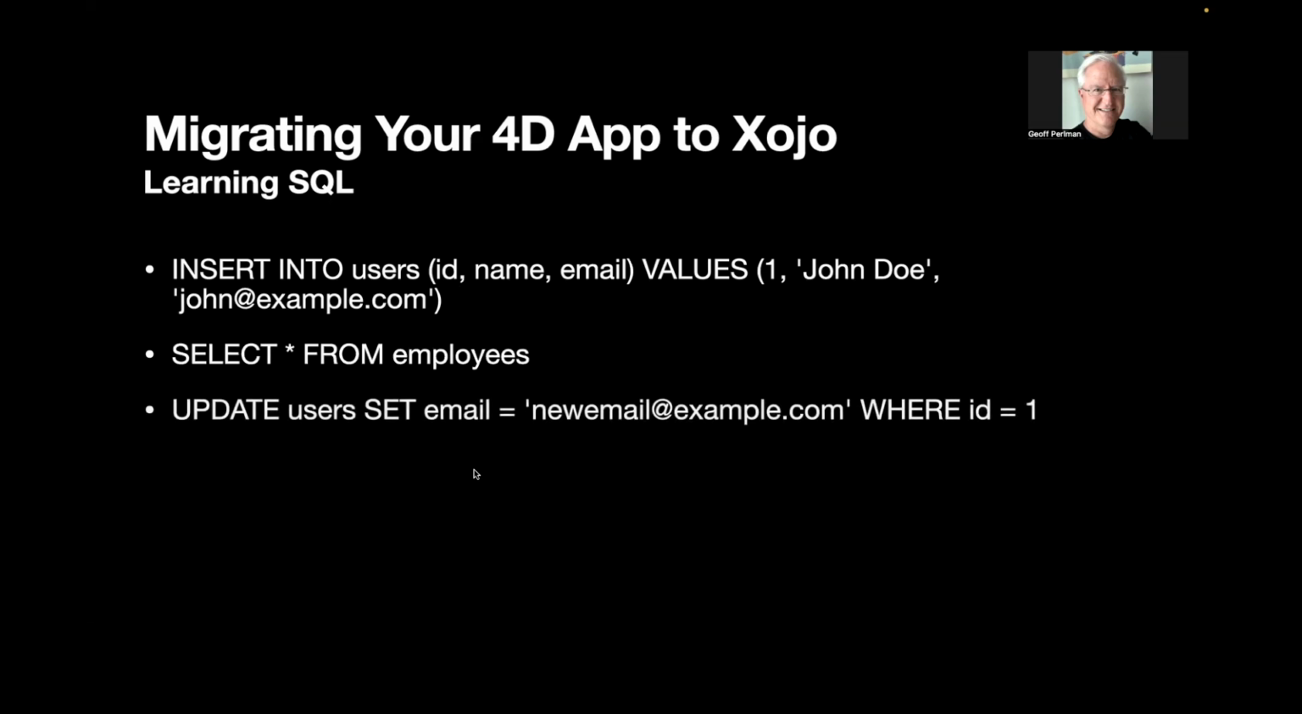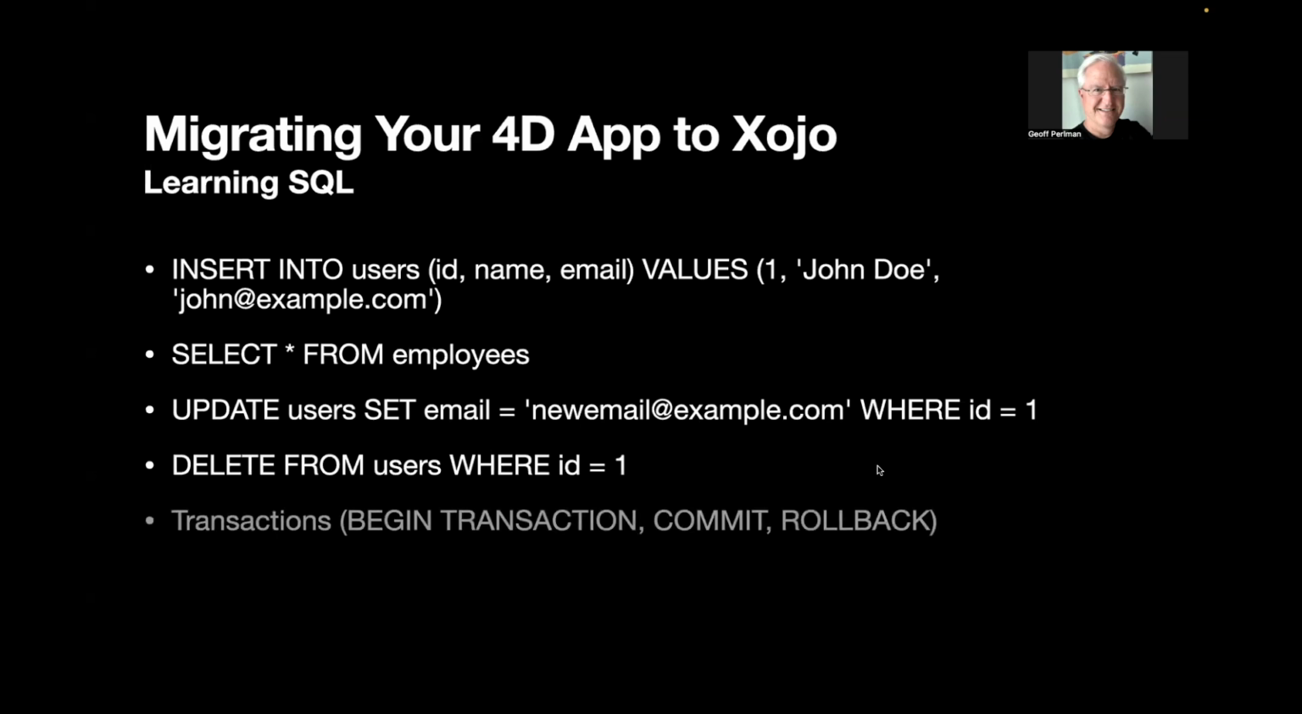If you're updating records, you call update, table name. You can set one or more columns to values, and then you have a where clause at the end to narrow it to the rows that you want to have impacted. In this case, it's going to be just the one that has ID equal 1, but it could be where state equals Texas or something like that. And then for deleting rows, it's delete from, table name, and again, a where clause. And just like you have in 4D, SQL has transactions, begin transaction, commit, and rollback, and they pretty much work the same way as they do in 4D.